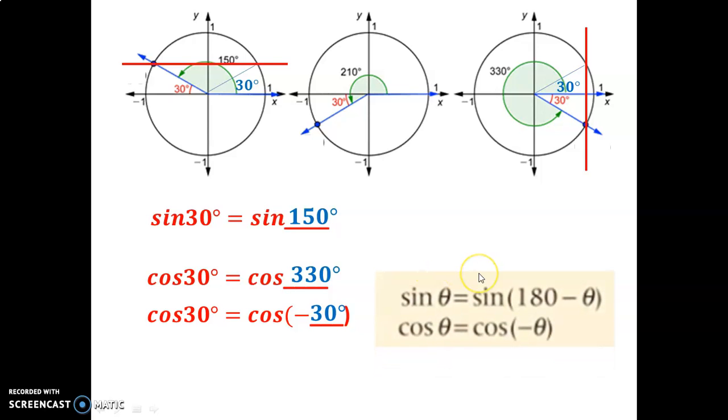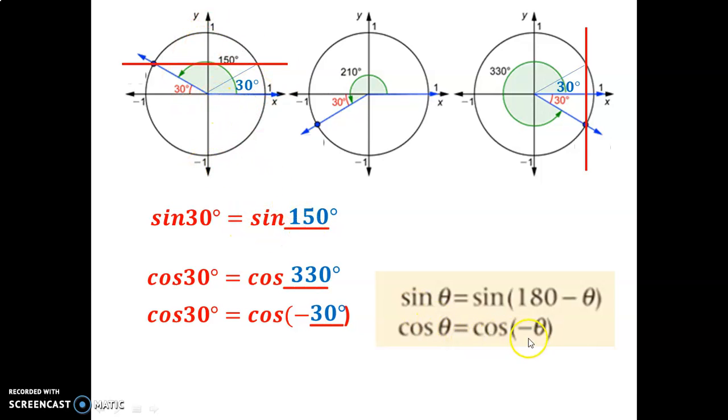Okay, so there are some rules that come out of that. When we have sine of an angle, it is equal to sine of 180 minus the same angle. And that's what we see happening here. We had sine of 30 produces this y value, and sine of 150 also produces that same y value. Therefore, sine of 30 equals sine of 180 minus 30. It's always 180 minus the same angle that gives us that. So that rule comes from that diagram.